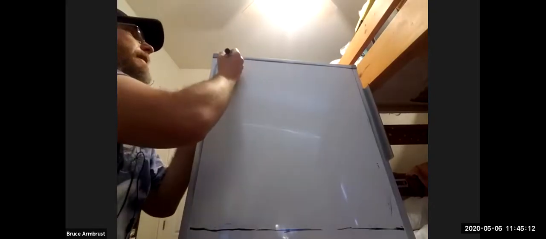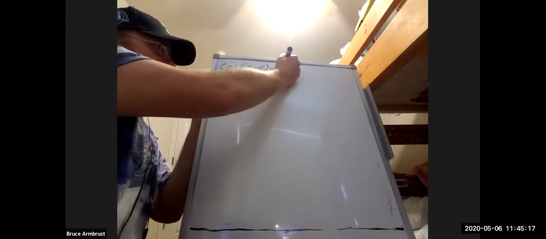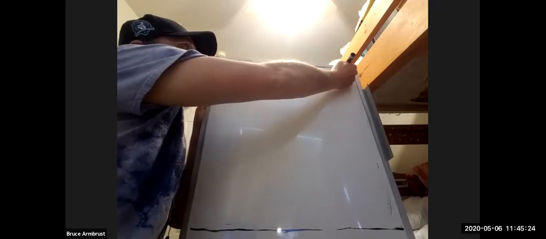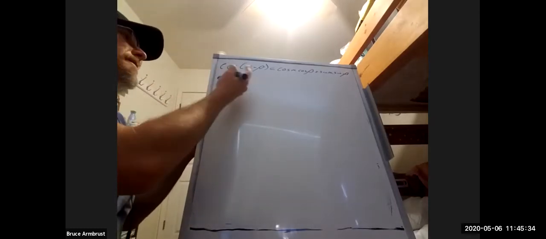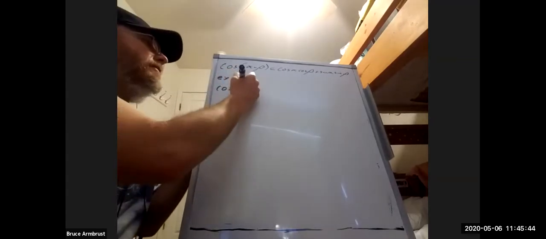All right, so let me rewrite it. We've got the cosine of alpha minus beta is equal to cosine alpha, cosine beta, plus sine alpha, sine beta. Why this is useful is something like this. What if I asked you to tell me the cosine of 5 pi over 12?